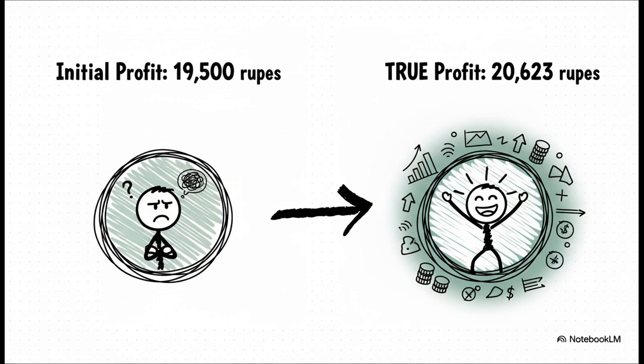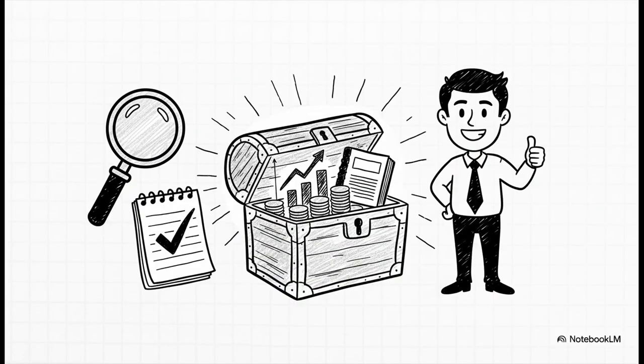And look at Ankit. He went from confused to happy. That's the power of adjustments, my friends. They give you the true picture. And with that, case closed. We did it. By finding all those hidden clues, we have successfully discovered Ankit's true profit in the real health of his business. Excellent work, detective team.